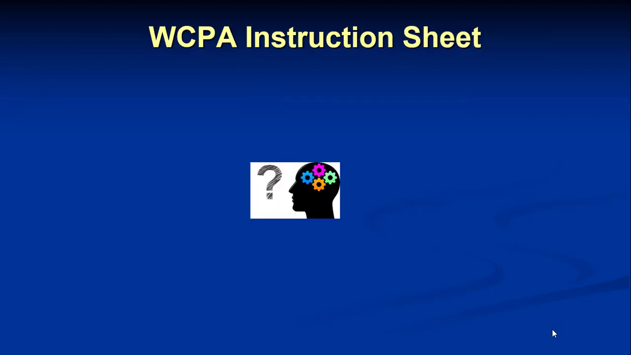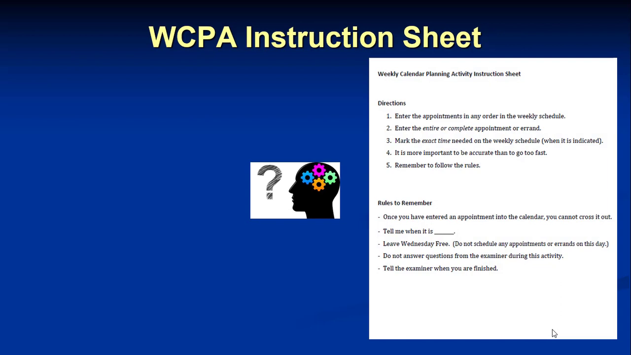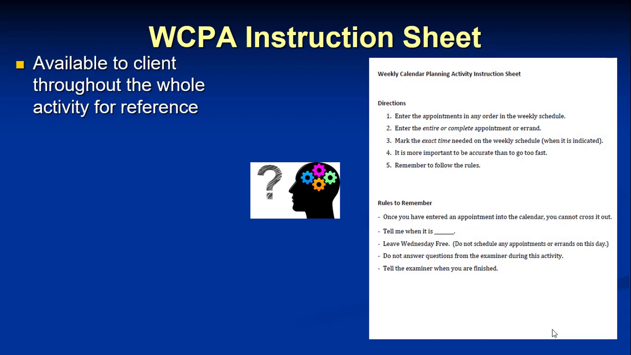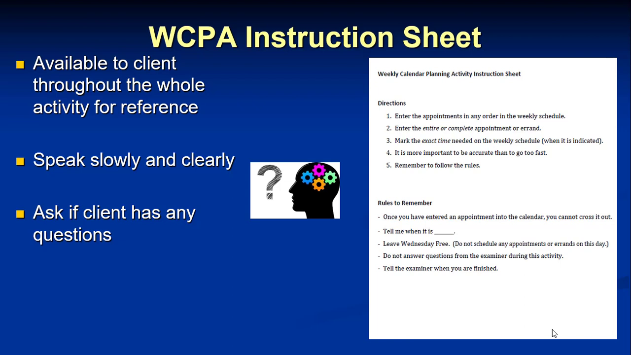The WCPA instruction sheet contains directions and rules to remember. This should remain on the table so the client can refer to this information at any time during the activity. It is very important that instructions are given slowly and clearly so that the client understands the demands of the task, directions, and rules. Ask the client if they have any questions and to restate the directions and rules before beginning.